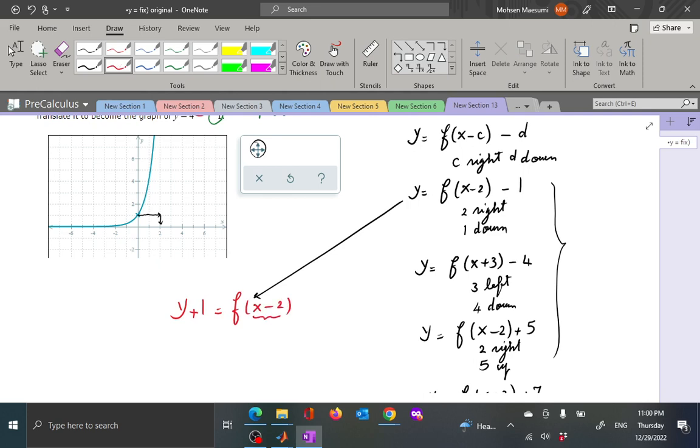Now the modifier and the quantity that is modified are next to each other. 2 is next to x and 1 is right next to y. The movement that it causes is the opposite of the number that you see here. So x minus 2 means 2 to the right.